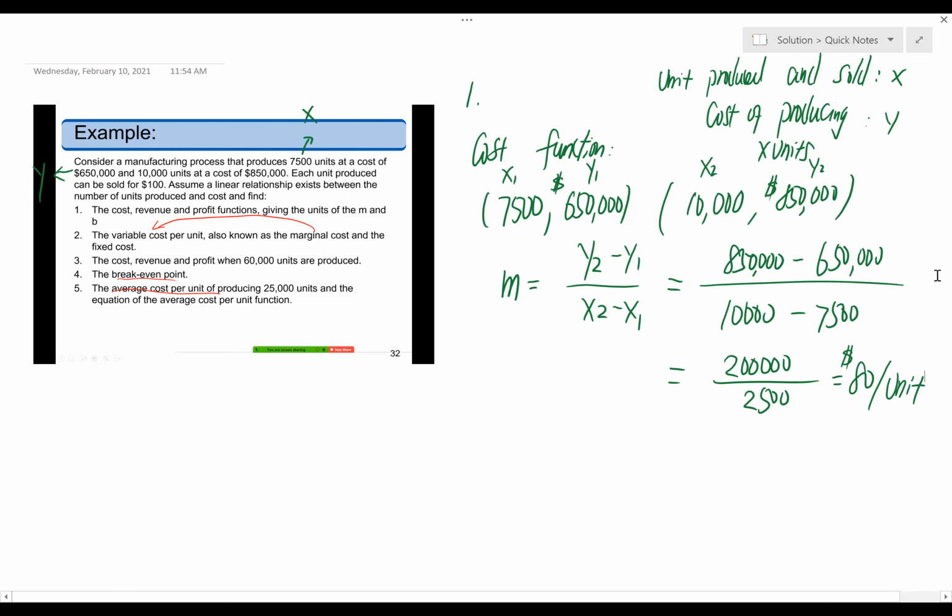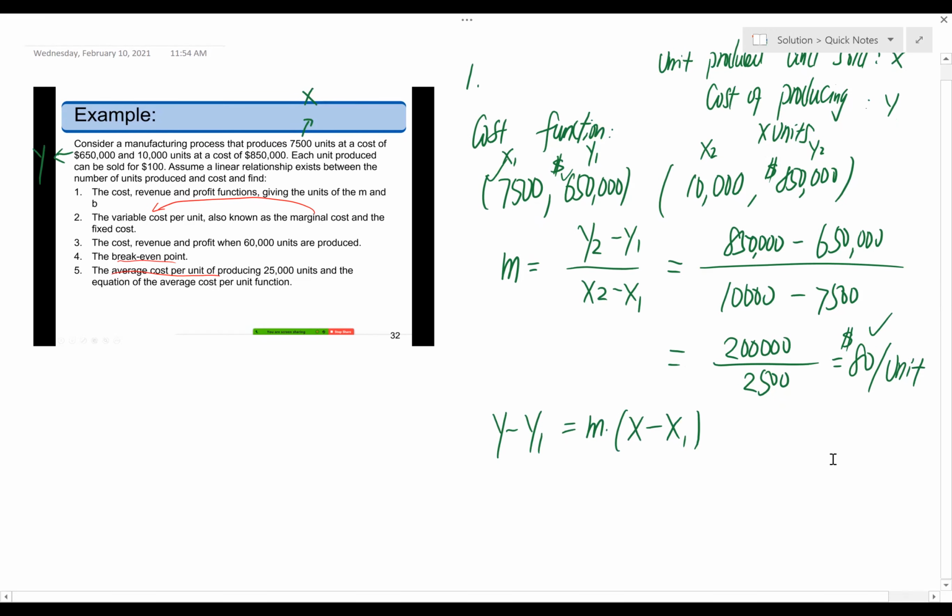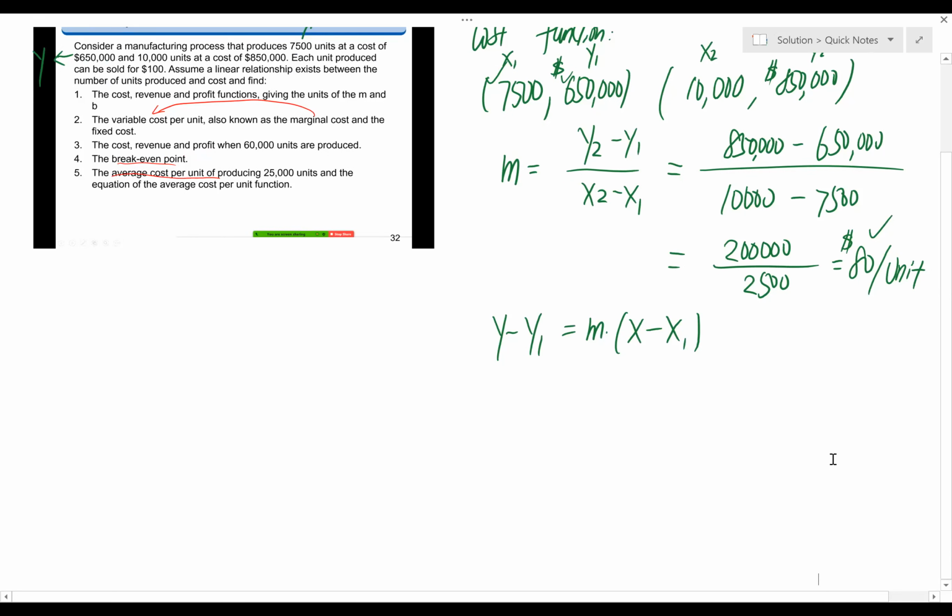Okay, so now since we have the function notation, the next thing is getting the equation of the line using the point-slope formula. So you do y minus y1 equals slope times x minus x1. And we know the slope, $80 per unit. We know x1, we know y1. Now we throw them into this formula to get the equation for the cost function.